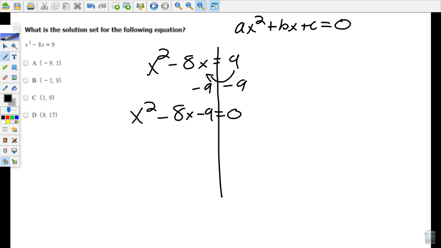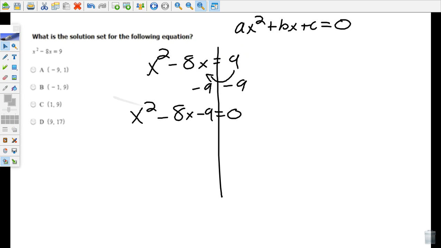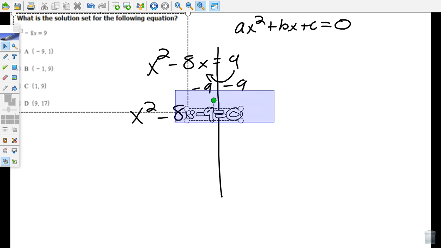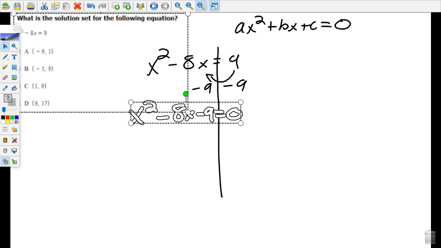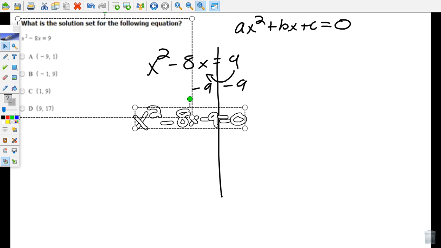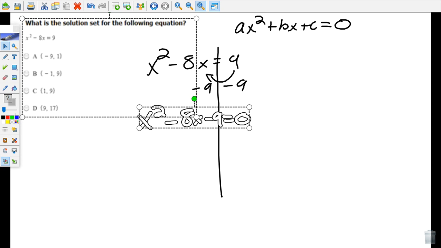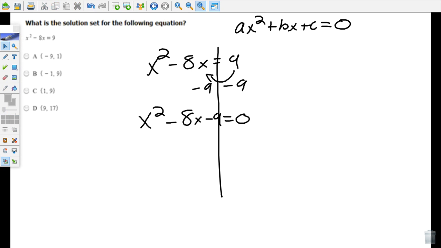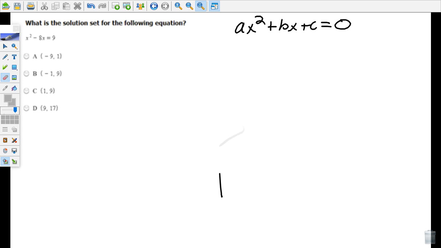All right, so that's our equation, and now we're going to jump into using our quadratic formula. Oops, not what I wanted to do. Let's move this. Oh, come on, man. Anyway, I tried. I'll just have to erase it and start over. X squared minus 8x minus 9 equals 0.